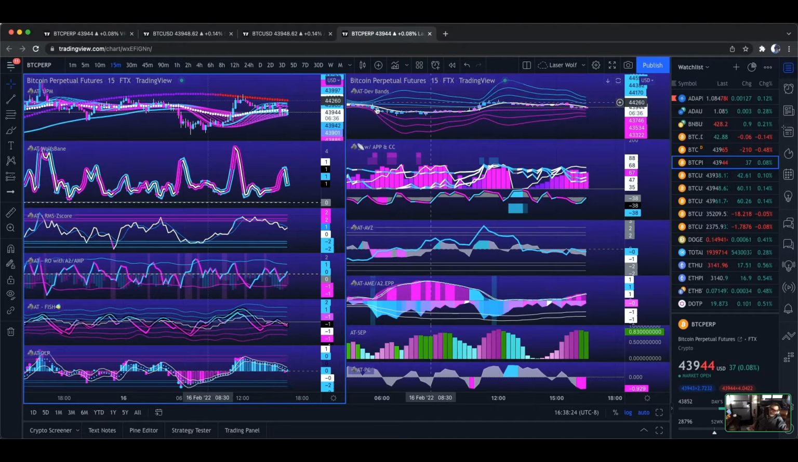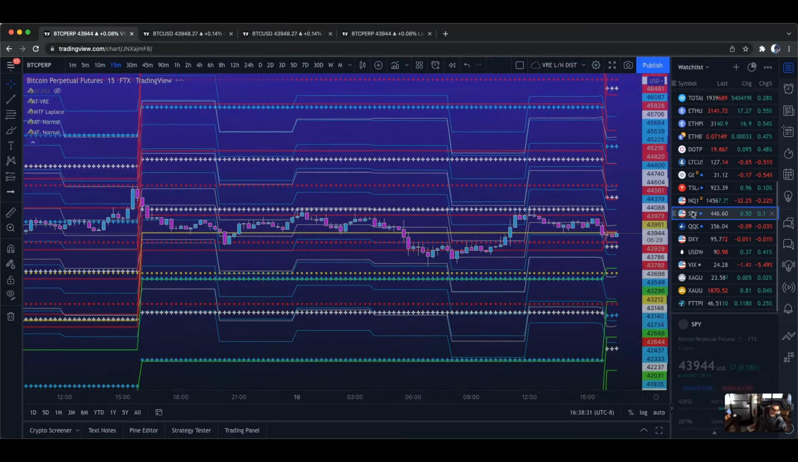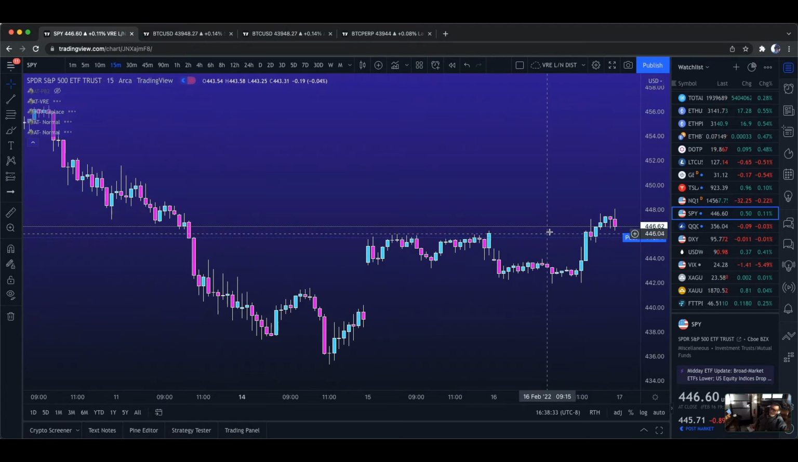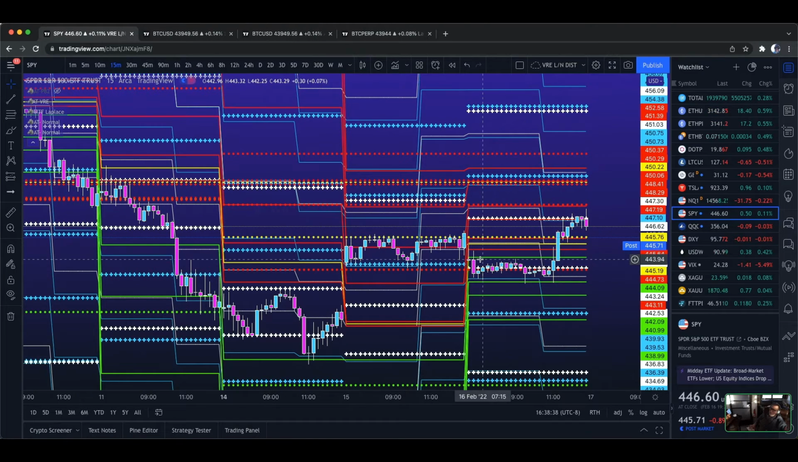Let's take this dog and pony show. I want to see what SPY did today. Very nice, right? SPY pre-market, not a big gap. Dumped down to where? The bottom side of the weekly price action volatility range for SPY. Where did it bounce off of? The first support level. This green line right here is the first support level for the daily price action volatility range. It was right here, just snuggled up right below the weekly.